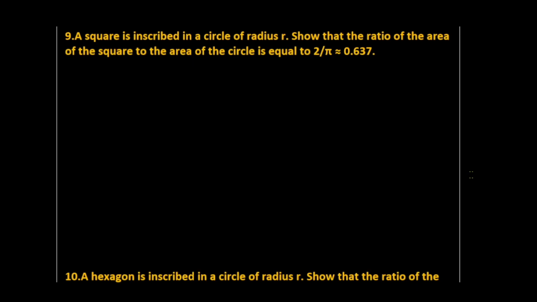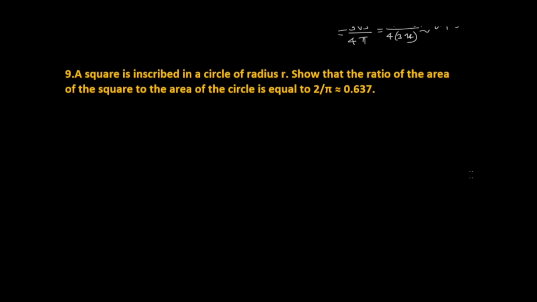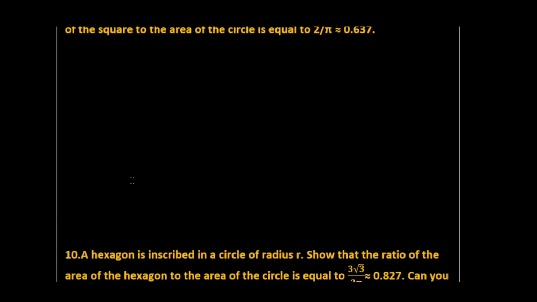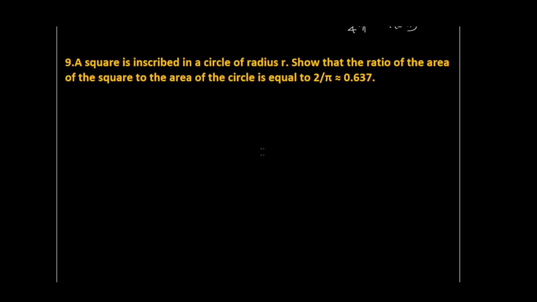Next question. A square is inscribed in a circle of radius r. Show that the ratio of the area of the square to the area of the circle is equal to 2 by pi, which is approximately 0.110.